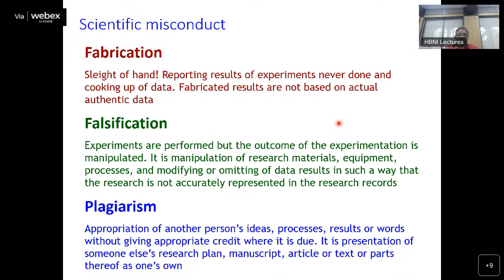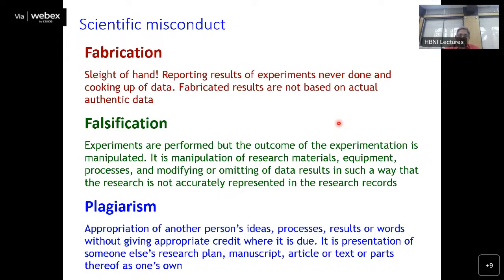Then of course comes plagiarism, which I had told you is appropriation of another person's ideas, processes, results, or words without giving appropriate credit where it is due. So basically, it is presentation of someone else's research plan, someone else's manuscript, or someone else's article or parts of text as one's own experiment or one's own research activity. So this is also a very extreme form of scientific misconduct, and it is really bad, I would say.